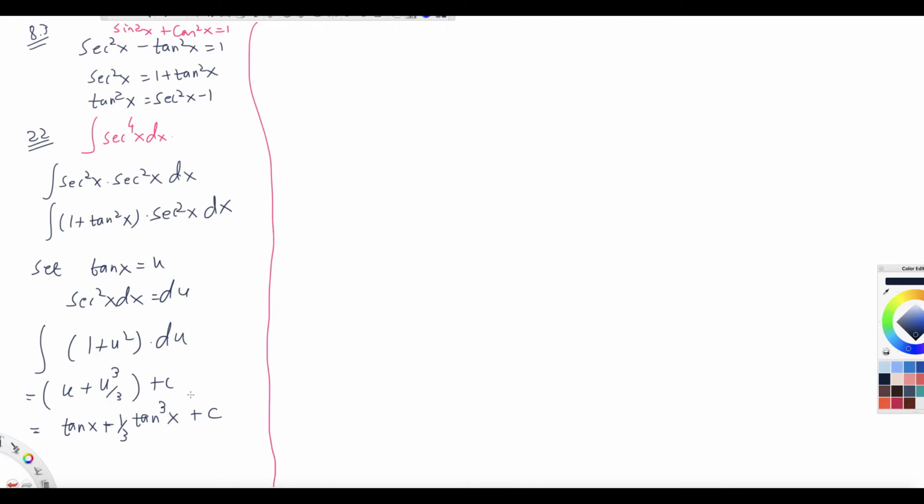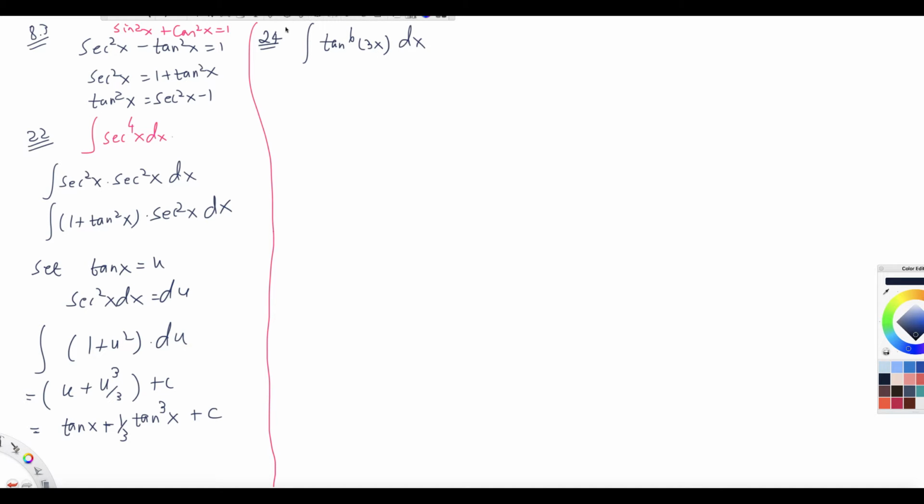Okay guys, so that's how you do question number 22 from the book. Now the next problem I want to do is question number 24. The question says integral of tangent to the 6th 3x dx. That's what you have.